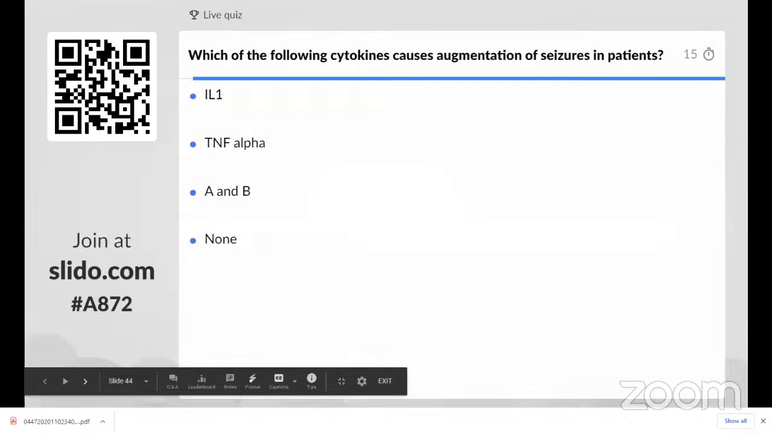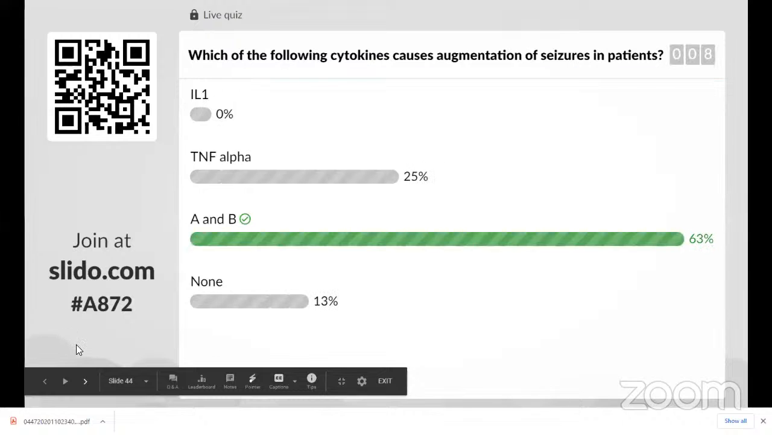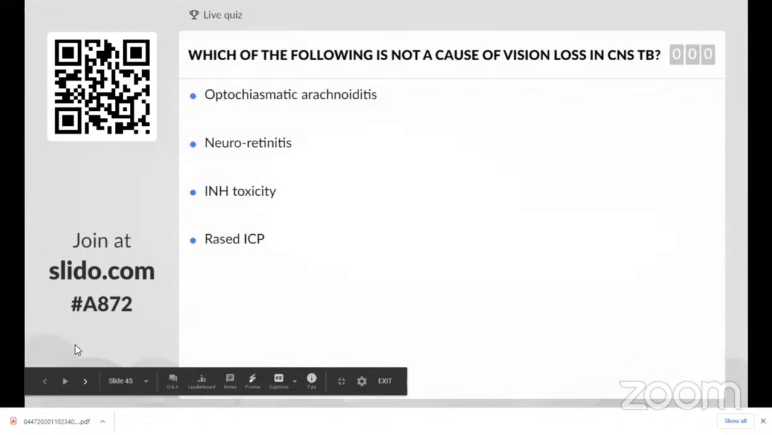Which of the following is not a cause of vision loss in CNS tuberculosis? Optochiasmatic arachnoiditis, neuroretinitis, INH toxicity, or raised ICP. Sorry for the spelling mistake. It's a raised ICP, which is not the cause for vision loss.